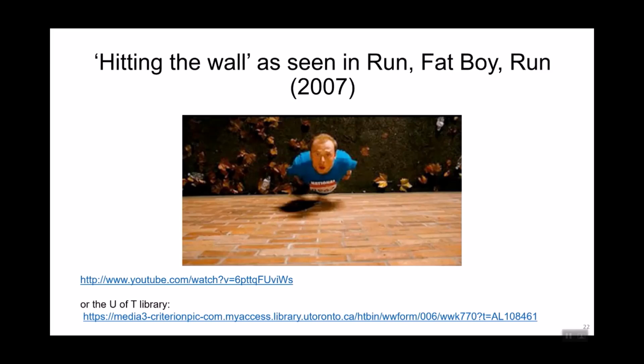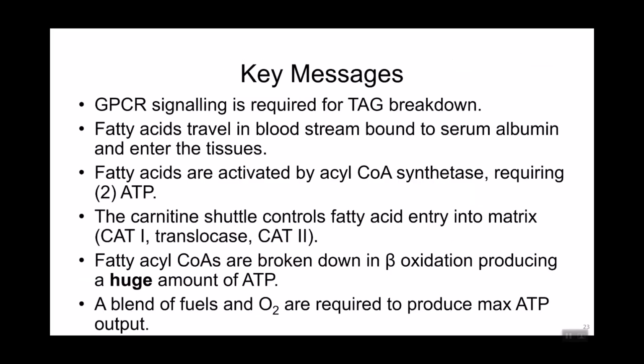Hitting the wall happens when you've depleted all your glycogen reserves and can no longer supplement the citric acid cycle with the production of oxaloacetate from glucose to generate ATP from fat.